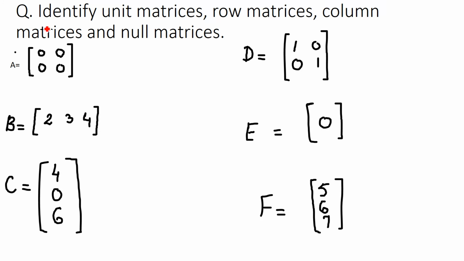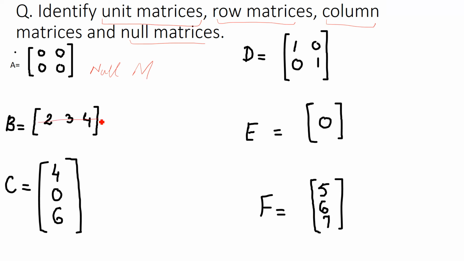So question number 1 is identify unit matrix. First, again, you should know the meaning of unit matrix. Diagonal entries should be 1. Row matrix, which has only one row. Column matrix, which has only one column. And null matrices means you have all 0 entries. So we have to find out starting from A. So see, A, all are 0. So it means it is the null matrix. Move on to B.